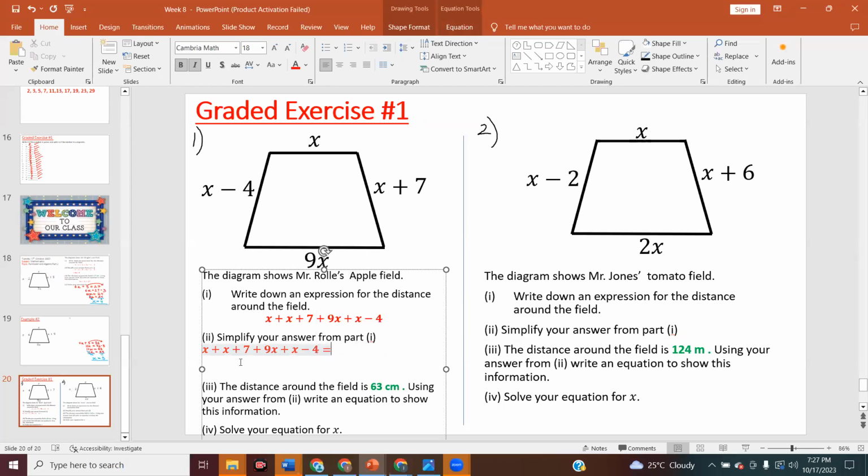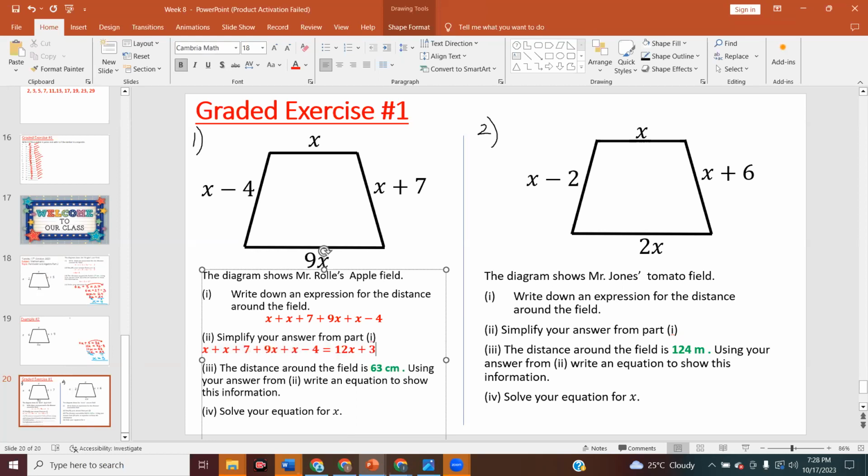Very good. So this x plus this x is gonna be what? 2x. 2x plus 9x is 11x. 11x plus the other x is 12x. Very good. Plus, what is 7 minus 4? 3. Very good. So it's 12x plus 3. So the answer is 12x plus 3.